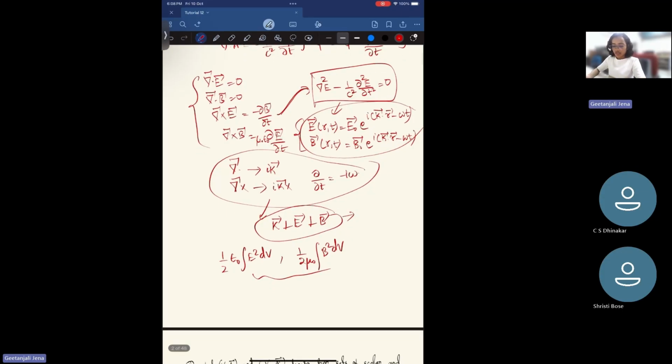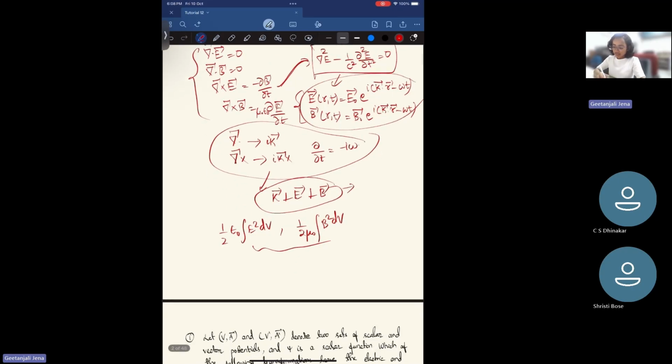After that, we saw one of the most important parameters which defines the flow of energy for an electromagnetic wave. This is the Poynting vector, which is nothing but the energy flowing per unit area per unit time, or indirectly it defines the intensity of the electromagnetic wave.